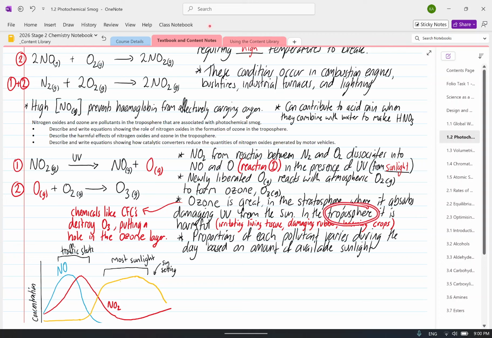However, when it's in the troposphere, it is not great. So it's harmful. As I've got here, it harms or irritates living tissue. It damages rubber. So, for example, if you have ozone near a car tire, it will deteriorate it. And it can also harm crops. So you end up with lower yields from crops if there is more ozone in the air. And obviously that is not great. We want to yield as much food as possible from a section of crop.